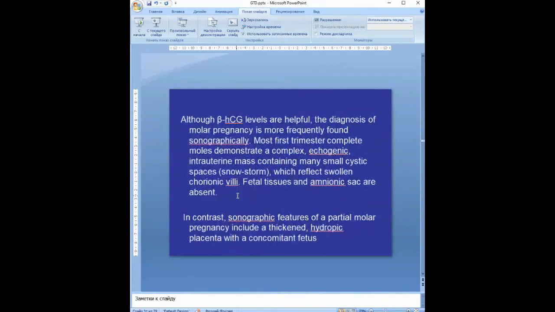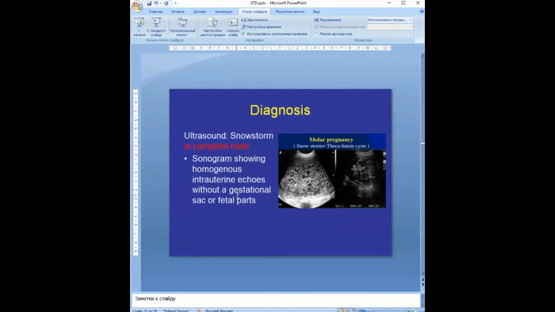Although beta HCG levels are helpful, the diagnosis of molar pregnancy is more frequently made sonographically. Most first trimester complete moles demonstrate a complex echogenic intrauterine mass containing many small cystic spaces, snowstorm, which reflects swollen chorionic villi. Fetal tissue and amniotic sac are absent. In contrast, sonographic features of a partial molar pregnancy include a thickened hydropic placenta with a concomitant fetus.